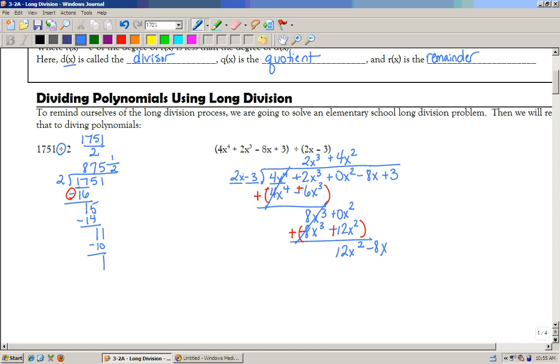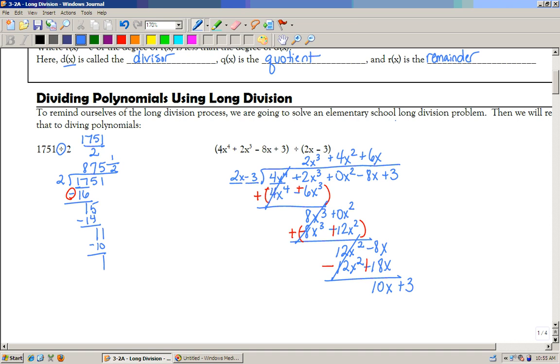12x squared divided by 2x goes in 6x times. So 6x times 2x is 12x squared. 6x times negative 3 is negative 18x. You're going to change the sign so you can subtract. And you're going to have the first terms cancel. And negative 8x plus 18x is 10x. Bring down the last term, so this is the last step, and repeat the process.